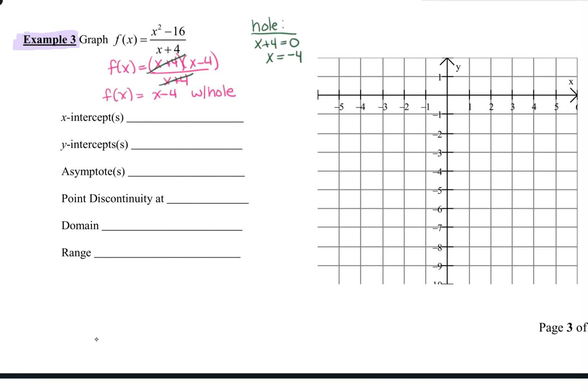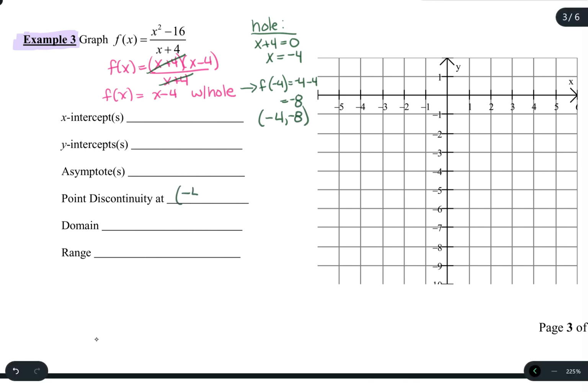To find the y coordinate, you take what's remaining. So we take the f of x that's remaining, and we calculate f of negative 4. That would be negative 4 minus 4, which gives us negative 8. So that means that we have a hole at negative 4 comma negative 8. Point discontinuity is what we call a hole. So that's at negative 4, negative 8.